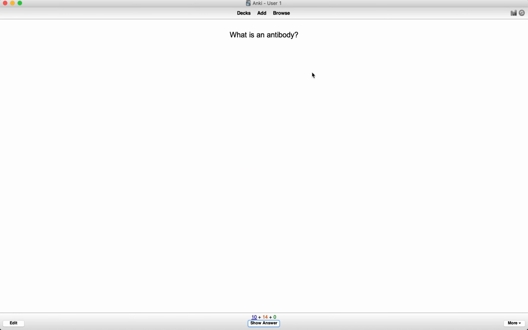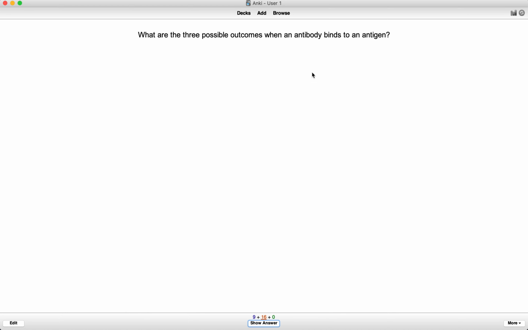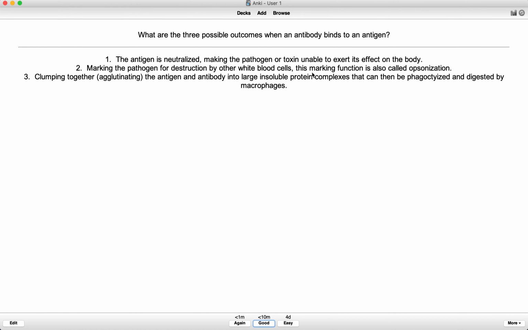An antibody is something that binds to an antigen and disrupts it. They come from B cells. An antibody is an immunoglobulin, a protein produced by B cells that functions to target foreign cells in the immune system. So opsonization, agglutination, and neutralization.